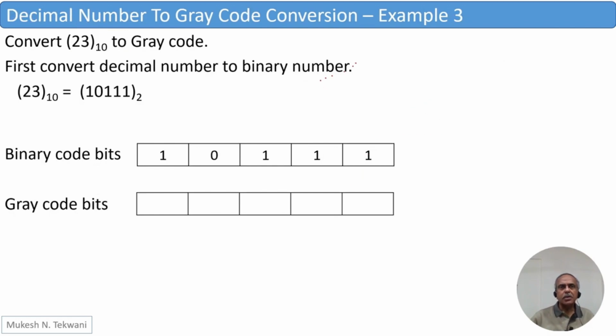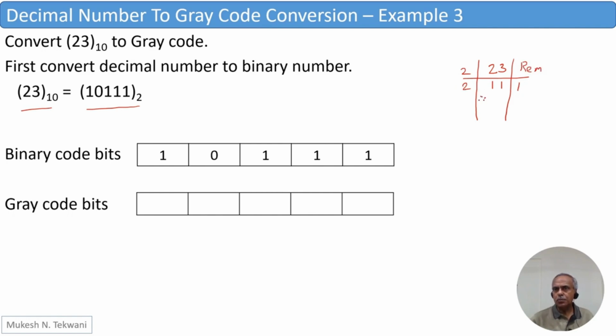Now let us take the example of converting a decimal number to the gray code. To convert a decimal number to the gray code, we must follow two steps. The first step is we first convert the given decimal number to its equivalent binary value. So we know that this 23 we can convert into binary by repeated division by 2. So 2, 11 times is 22, that gives us a remainder of 1.